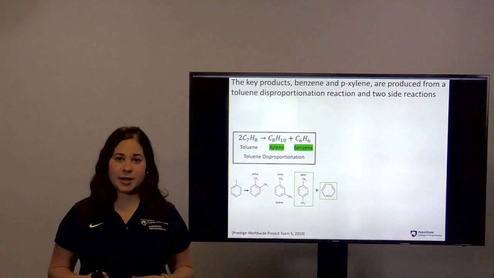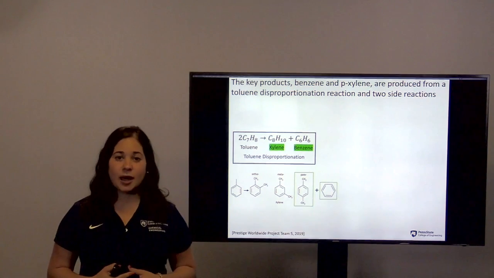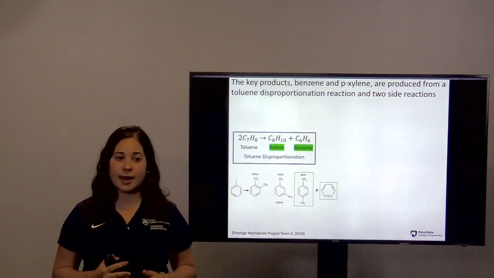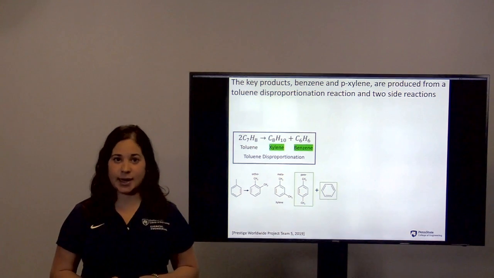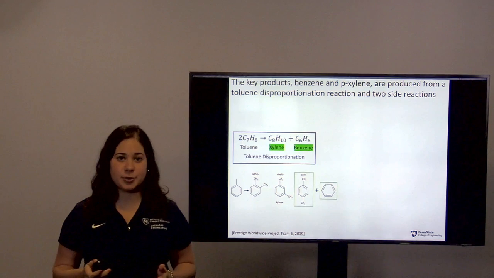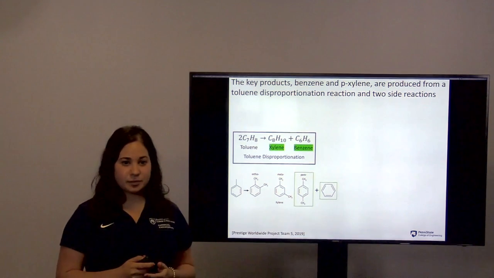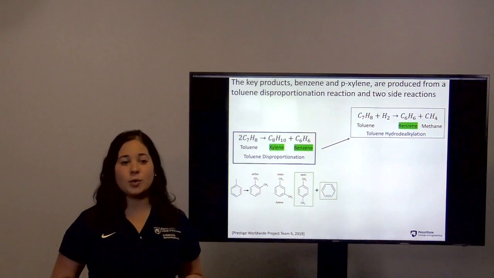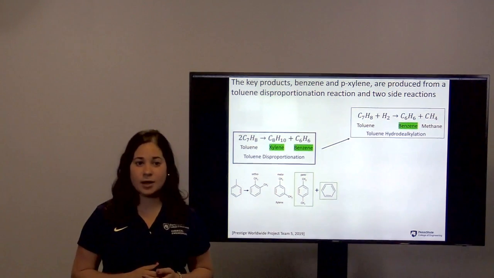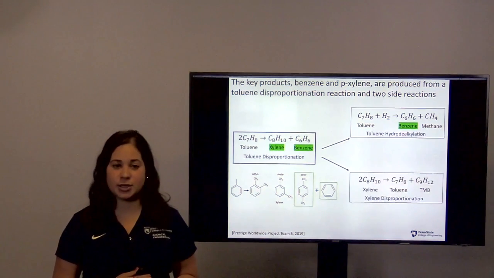We have 3 reactions happening at this plant. The major reaction is toluene disproportionation. This reaction produces xylene and benzene. In the mixed xylene that's produced, we have paraxylene, orthoxylene, and metaxylene, where our major product will be paraxylene. We also have a side reaction called toluene hydrodealkylation, which also produces benzene that we'll sell, and a second side reaction that is xylene disproportionation.